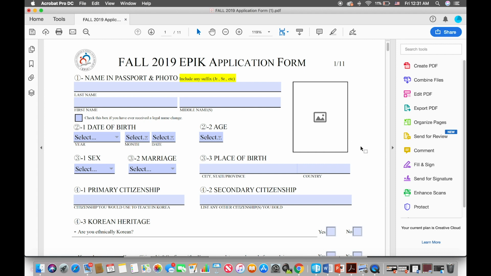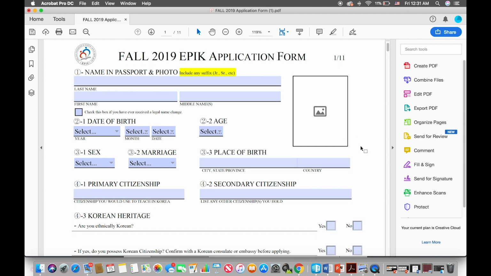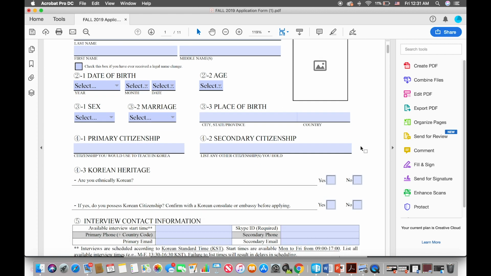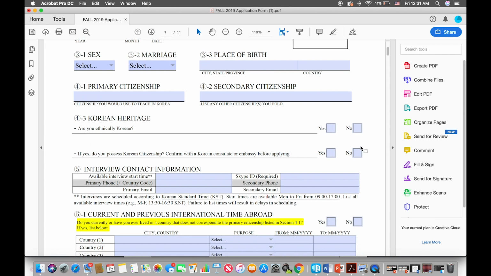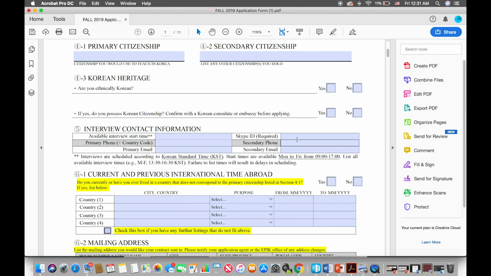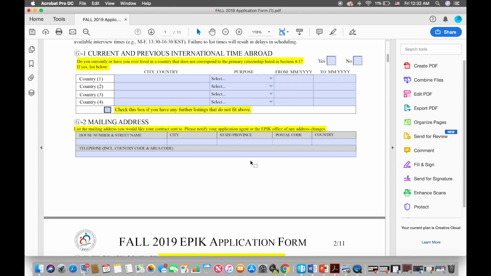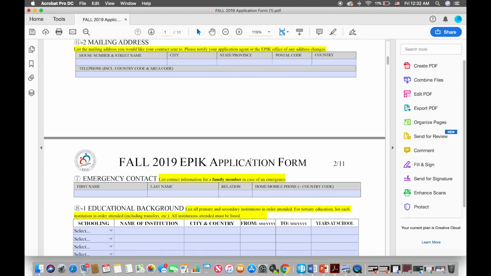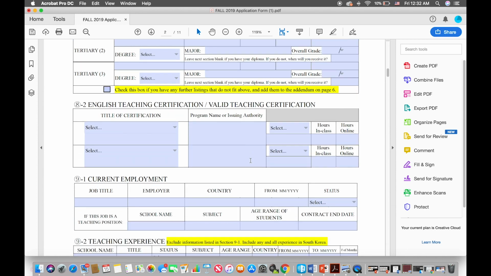Now this is mine. It's pretty much straightforward for the most part. You fill in your personal information. Now the Skype ID, obviously you want to have something appropriate, like your last name and your first name, very appropriate, not something like Sexy Best 101 or something like that. You fill in all the other information, mailing addresses, etc.